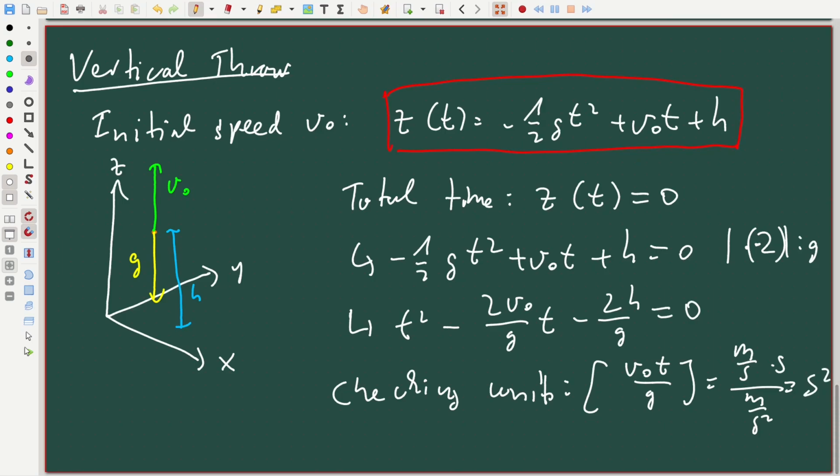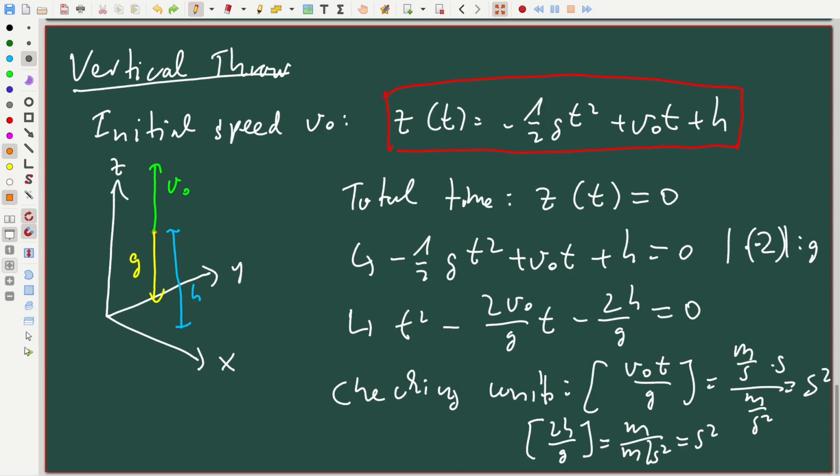So we have here a t square, which is second squared. And now we also check the last term, which is in this case given as 2h divided by g. Here the unit is meter per square seconds, and what remains is square seconds, so it means our equation is actually correct.